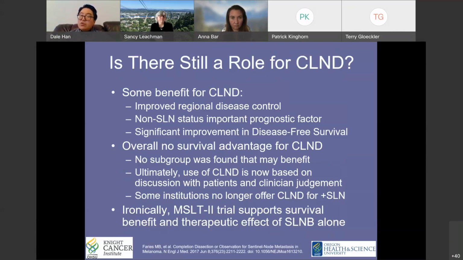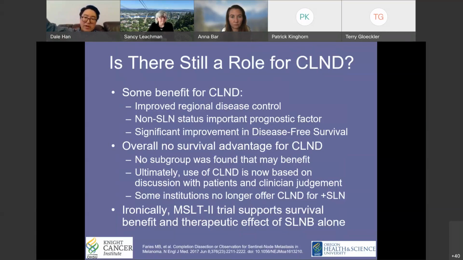So ultimately now, the use of completion lymph node dissection in positive sentinel node patients is based on a thorough discussion with patients and clinician judgment. And there are several centers now that no longer offer this procedure for positive sentinel node patients. The other thing to note is that it's ironic that this trial actually supported the survival benefit and therapeutic effect of doing a sentinel node biopsy alone.